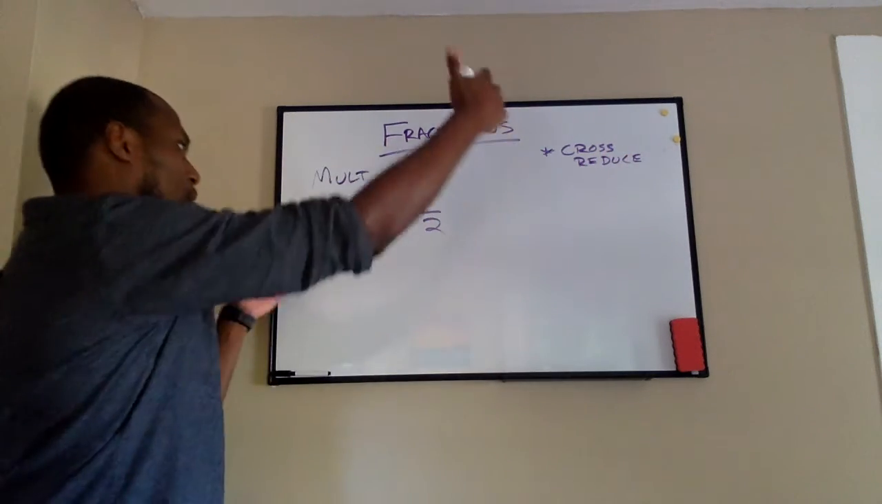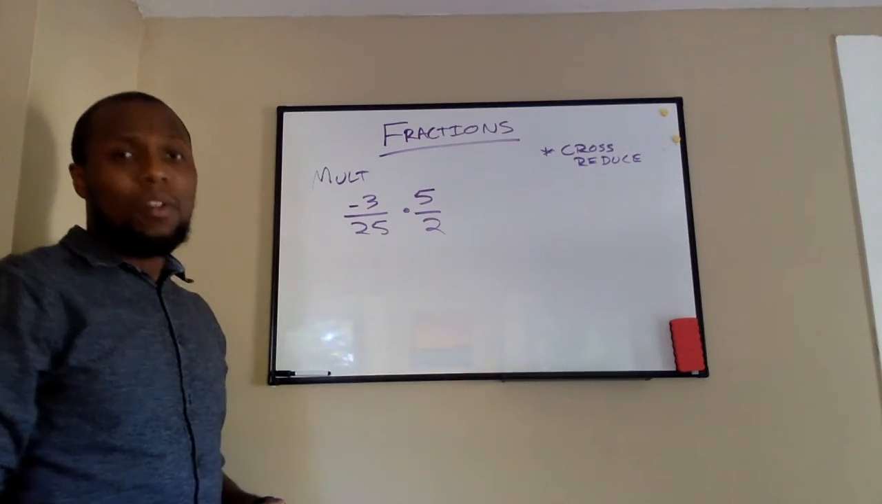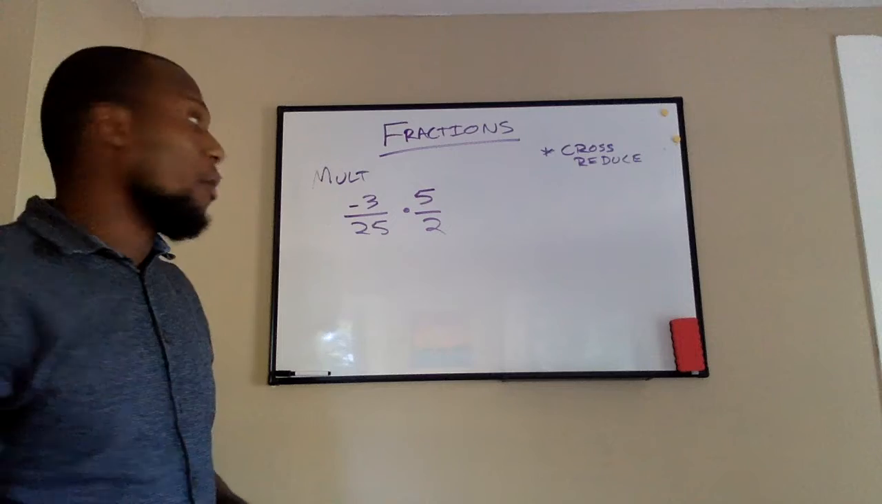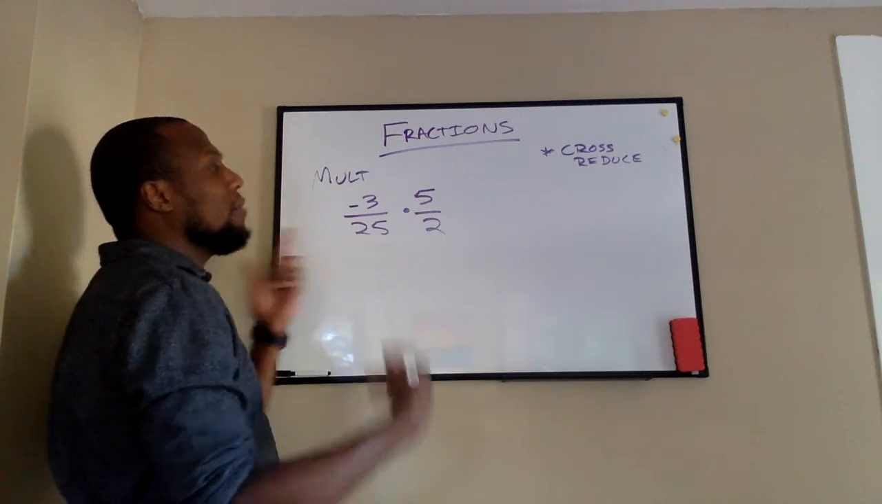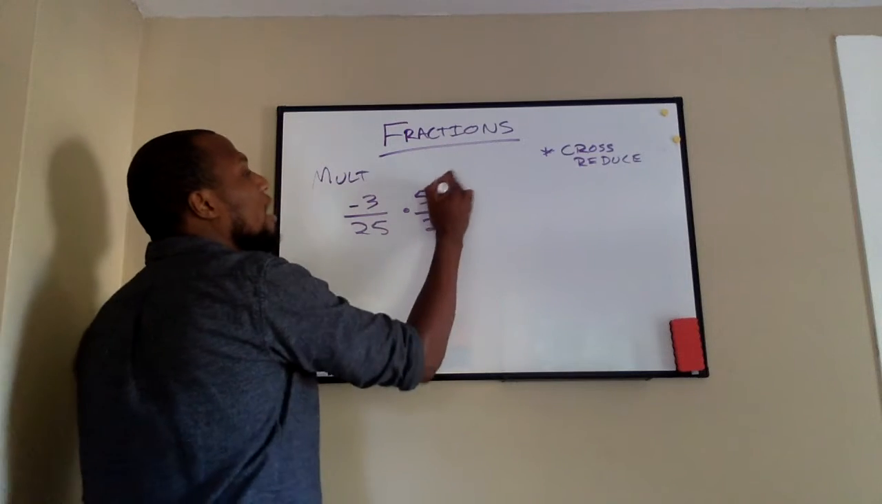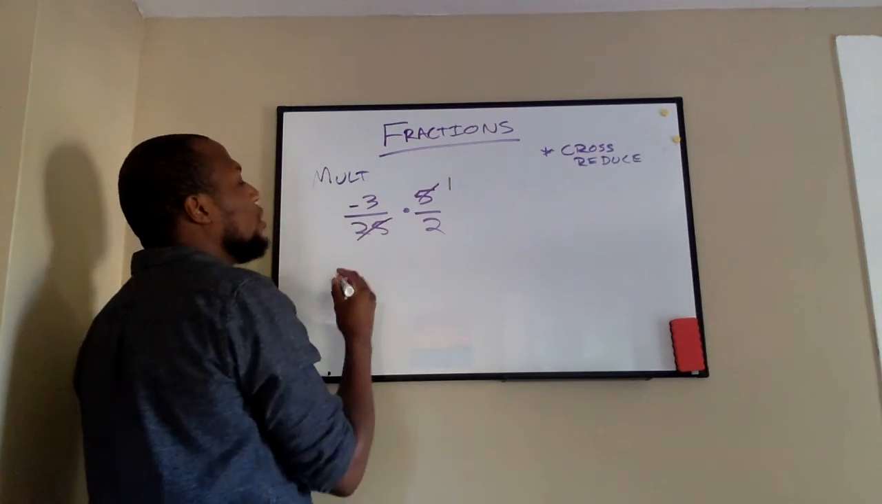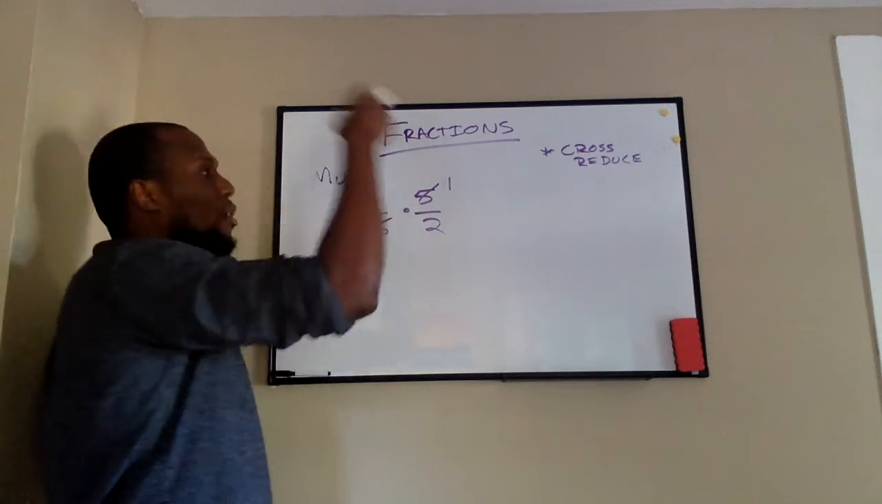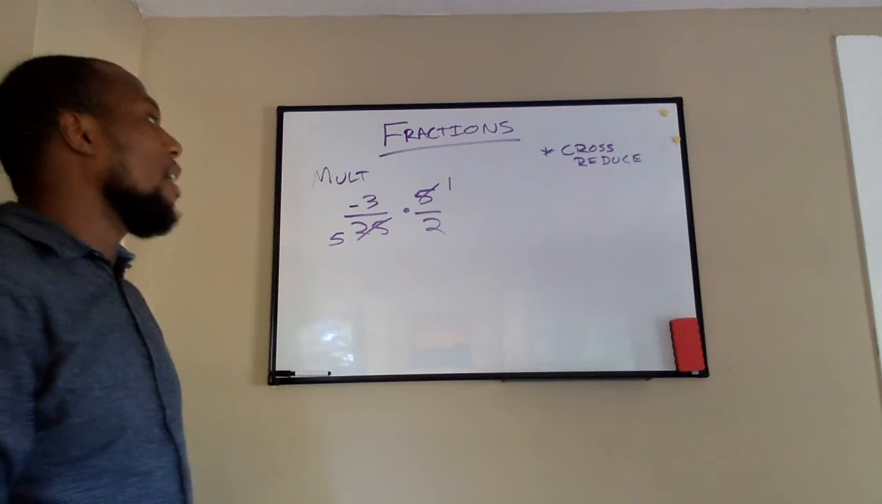Looking diagonally, we want to see if there are numbers that have matching factors. So, is there a number that can go into both 5 and 25? Nice, it's 5. So 5 goes into 5 once, and 5 goes into 25 5 times. So we're dividing that out to allow us to simplify the problem.